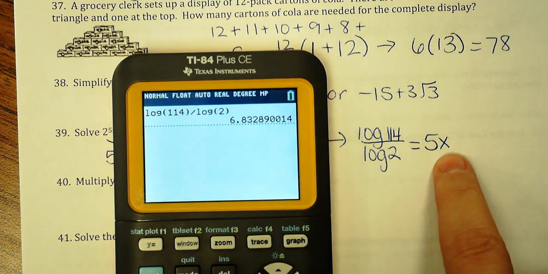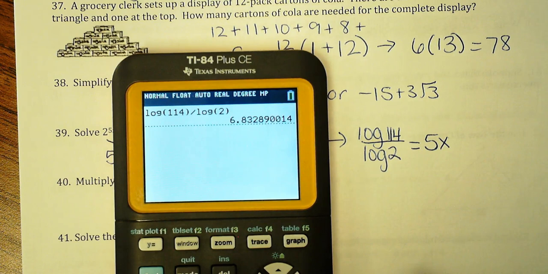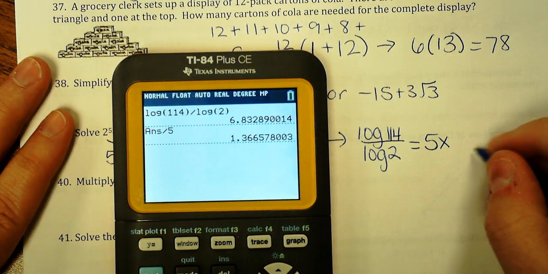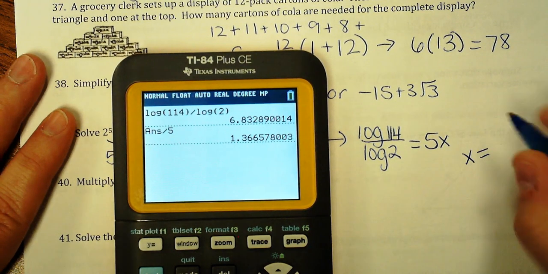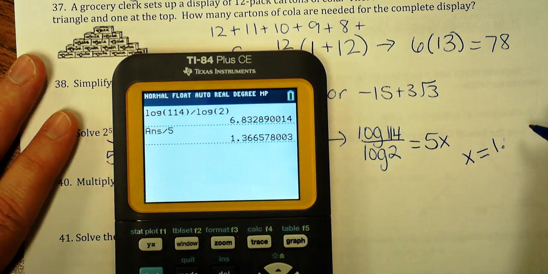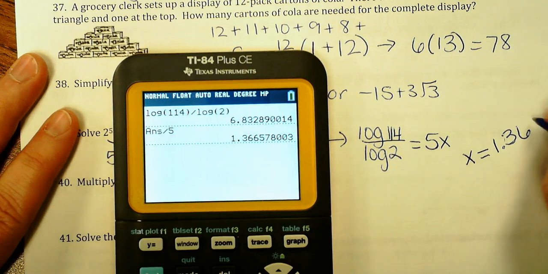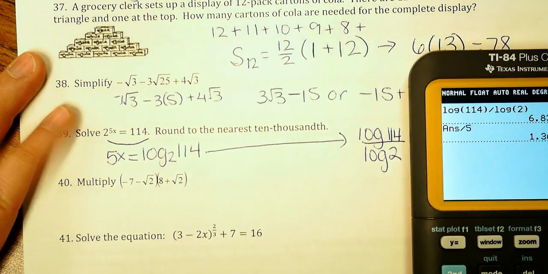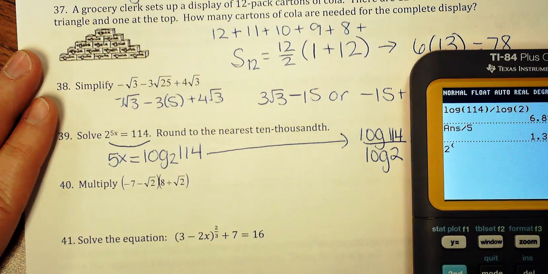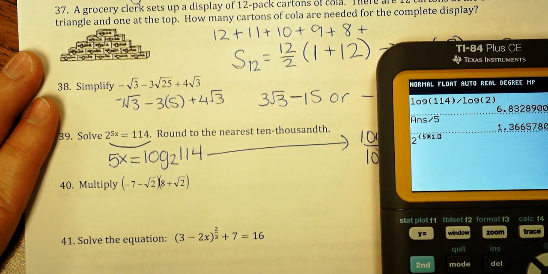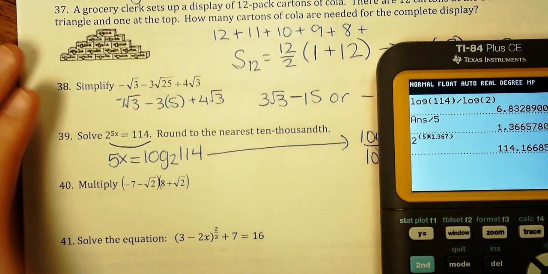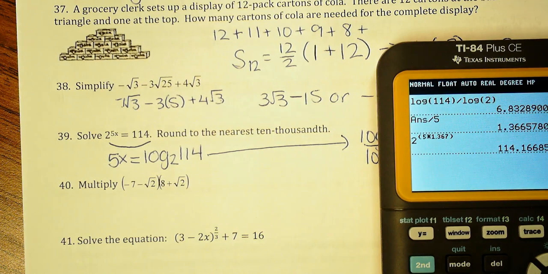Okay, now I would have to do one more step there, and that would be to take that number and divide it by 5. And it tells me to round to the nearest thousandth, so that's 3 places after the decimal. So this would be 1.367. Very easy to check this problem. 2 to the 5 times 1 point, what was it? 367. And you can hit equals real quick, and it's not exactly because we rounded it, but it's very close to the 114.